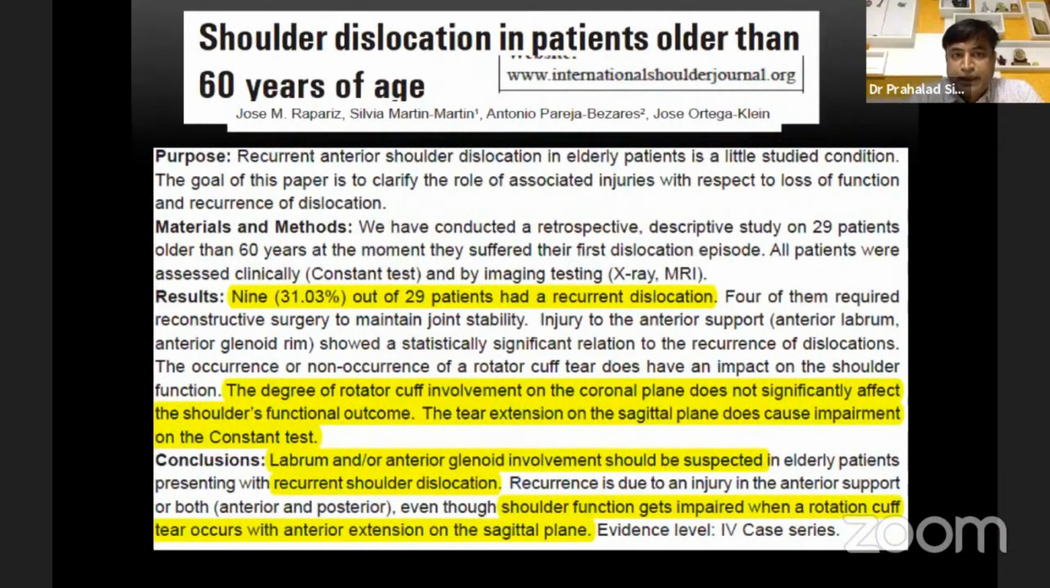This paper by Rapris et al. has shown that the degree of rotator cuff involvement in the coronal plane does not significantly affect the shoulder outcome, but the tear in the sagittal plane does influence the outcome.